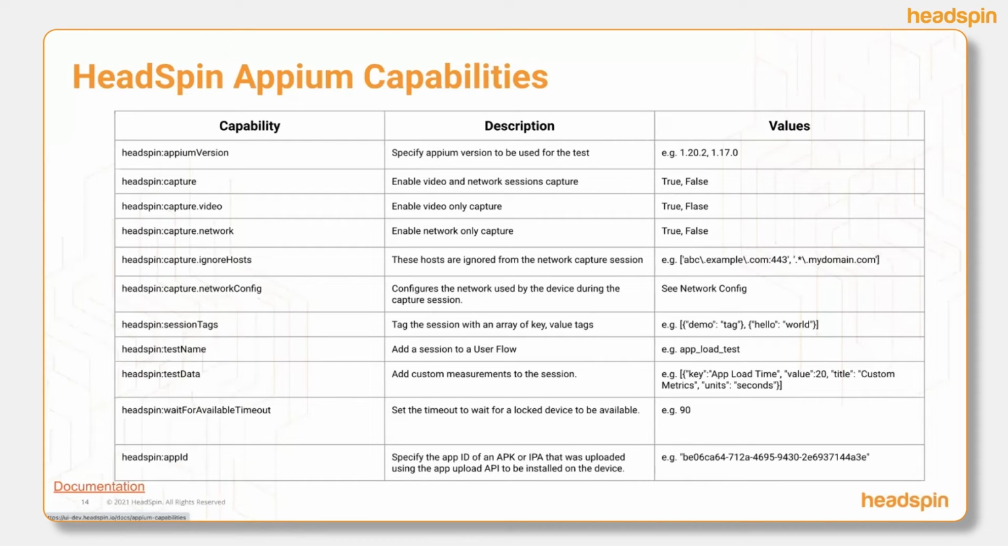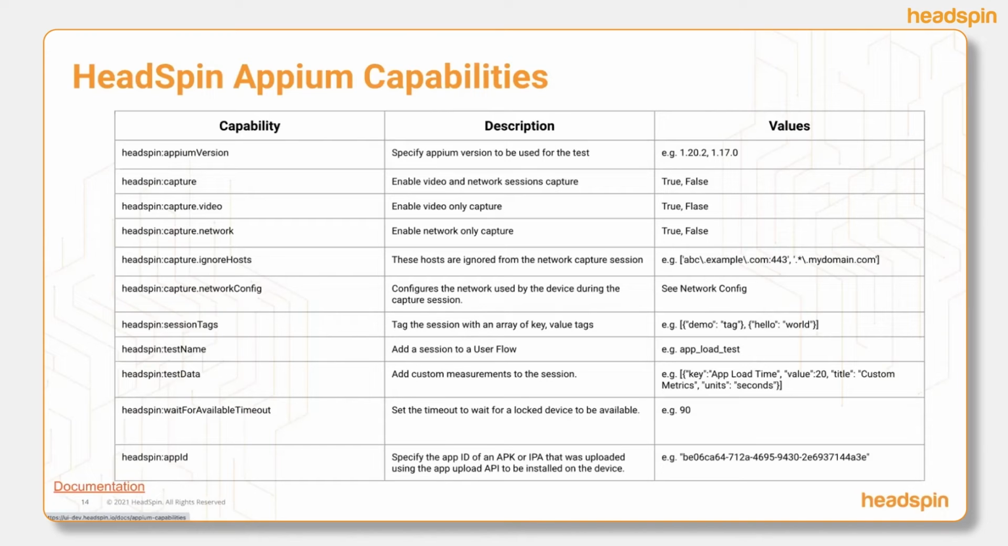The last two that have to do with capture would be ignore hosts. So this gives you the ability to pass in hosts to ignore from our network capture. These could be hosts that are displaying TLS exceptions, or anything that you want to filter out of our network capture, our man-in-the-middle proxy. You can do that with the ignore host capability.